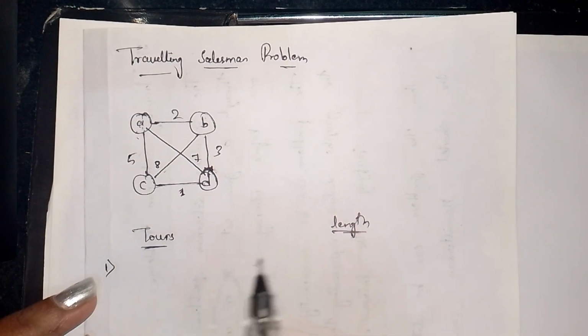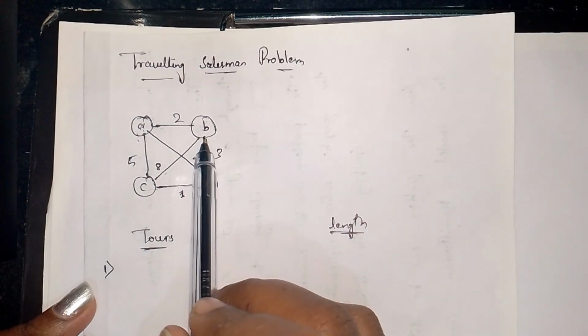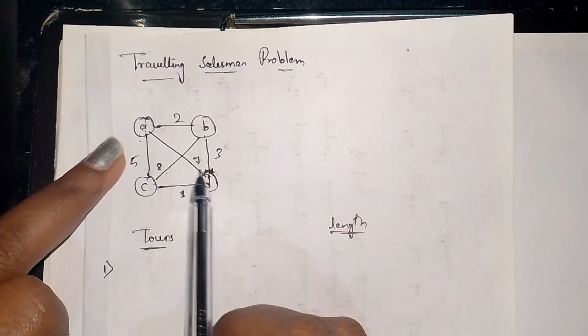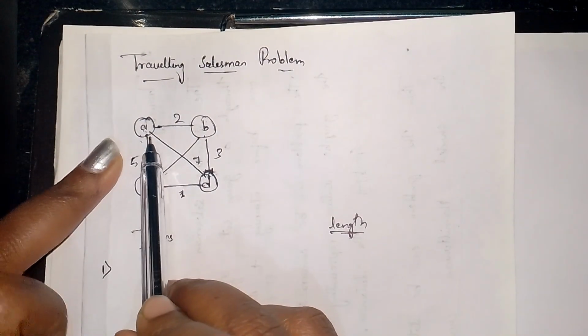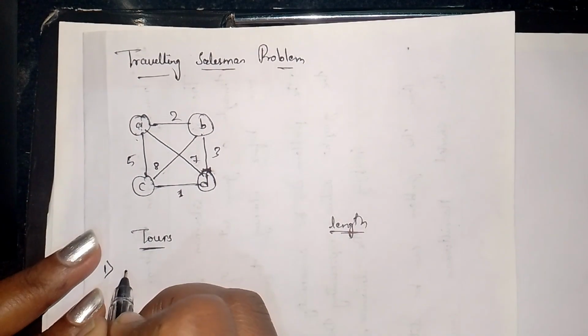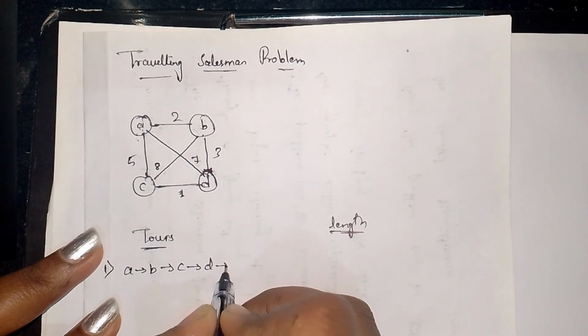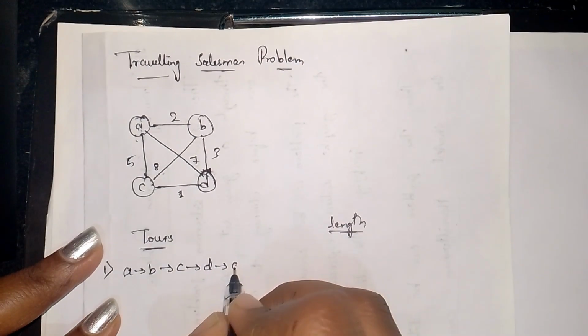In the first case, he may travel from A to B, B to C, C to D, and from here he can go back to the same city from where he started. This path can be written as A to B, B to C, C to D, and D returning to the same city, that is A.